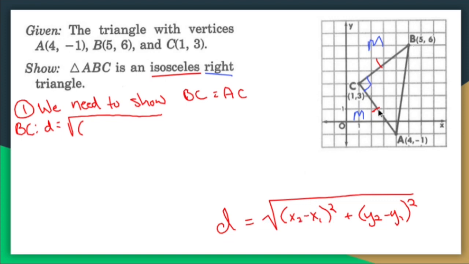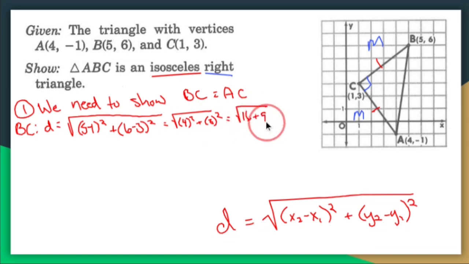So x sub 2 minus x sub 1 is 5 minus 1, squared, plus 6 minus 3, squared. That's going to get me 4 squared plus 3 squared, still in the square root. 16 plus 9 is the square root of 25, which is 5. So the length of BC is 5.